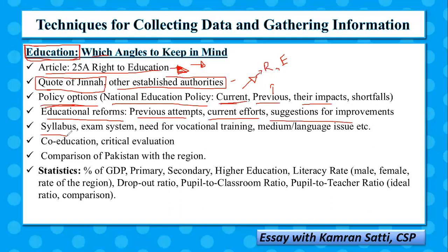Syllabus: the issue of syllabus in our education system is that it's outdated. The theory of our syllabus hasn't caught up with the actual realities, what is required in the actual world, the skills required. Our examination system is also outdated; it judges students based on their ability to cram. There is a need for vocational training.